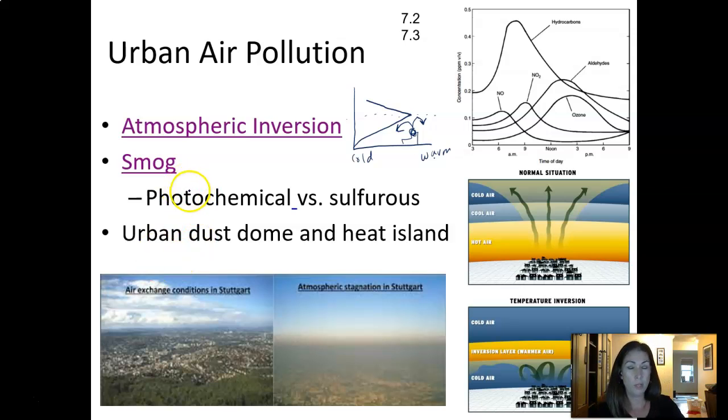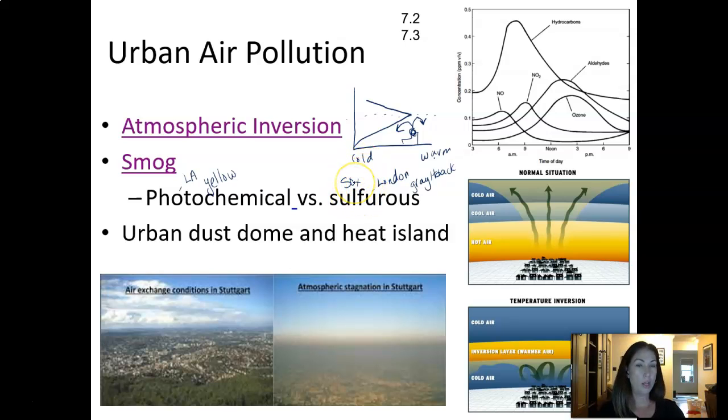Photochemical smog is sometimes referred to as LA smog, and this has a yellowish haze to it, whereas our sulfurous smog is sometimes referred to as London type smog. And this has a darker color, so a black or a gray color to it. And so the key difference here is that sulfurous smog comes from sulfur dioxide, so it's sulfur particles that come from the burning of coal.